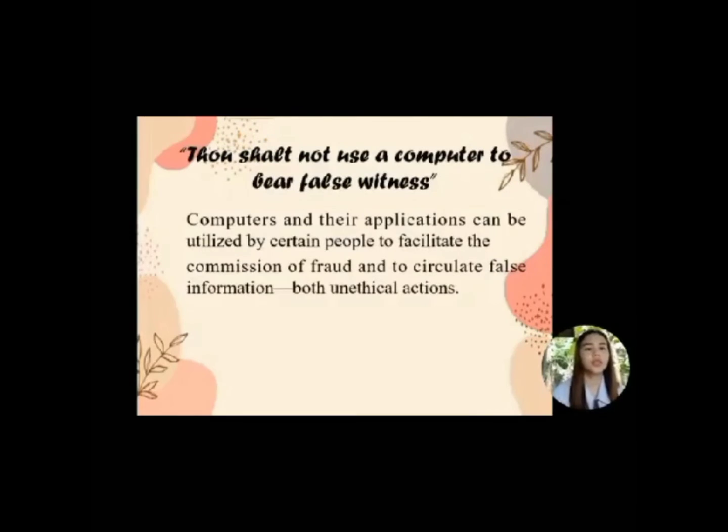Thou shalt not use a computer to bear false witness. Computers and their applications can be used by certain people to facilitate fraud and to circulate false information, both unethical actions.